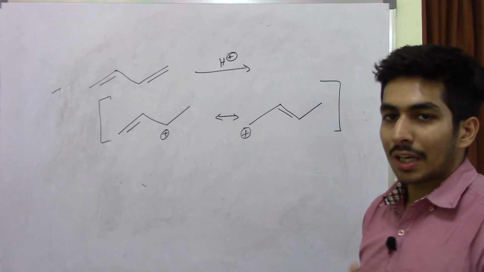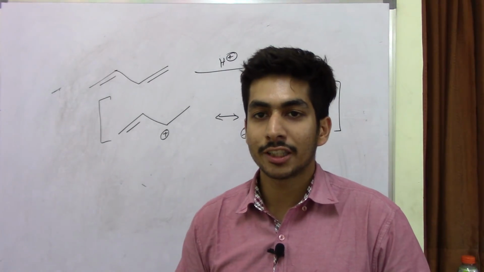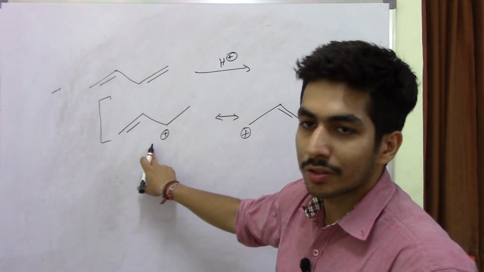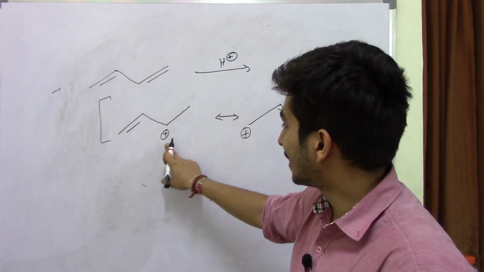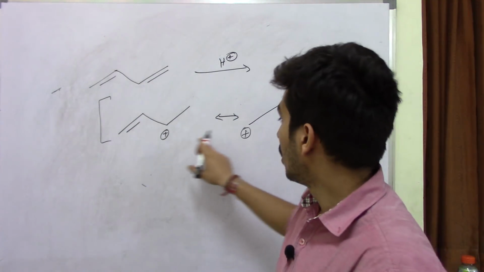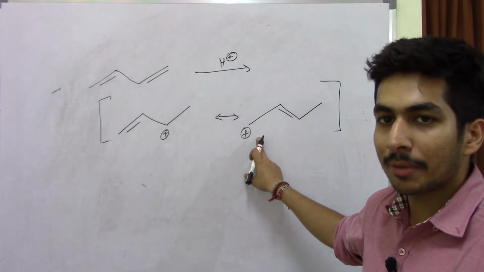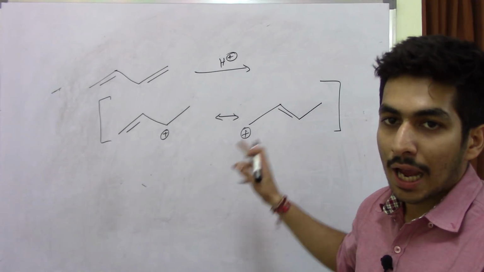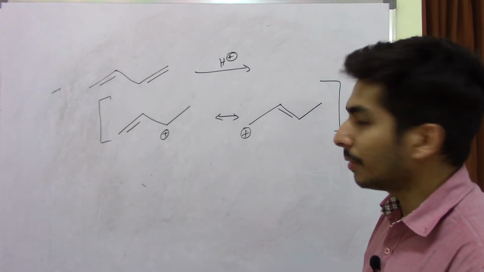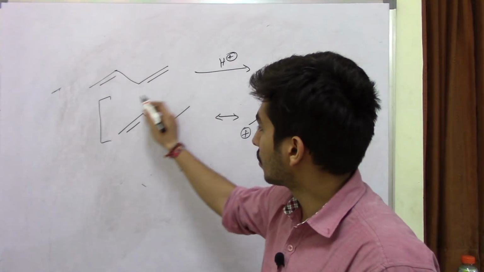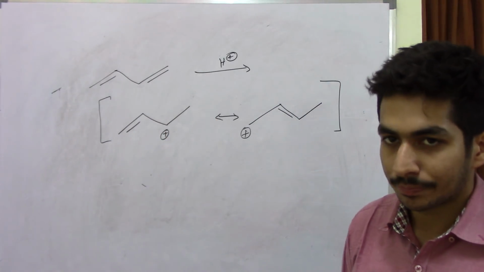Now if you look at the transition states, which transition state is more stable? Obviously this transition state is more stable. Why? Because this is a secondary carbocation with resonance, whereas the one formed over here is a primary carbocation with resonance, and obviously a secondary carbocation will be more stable. So this transition state is more stable.